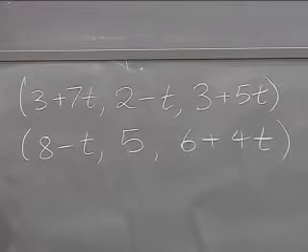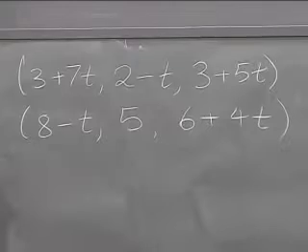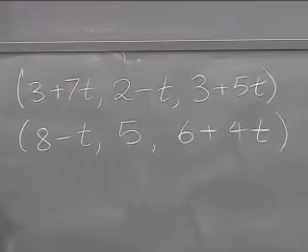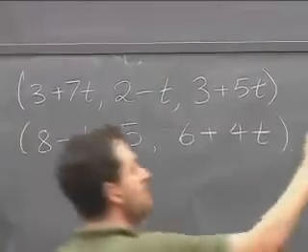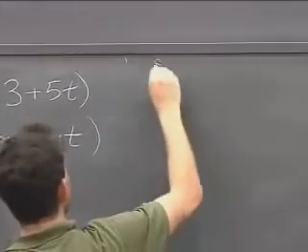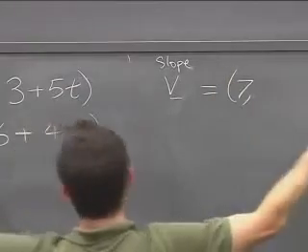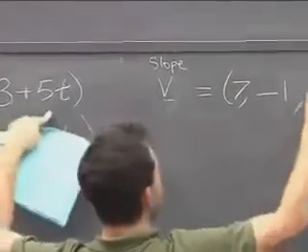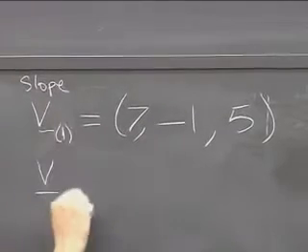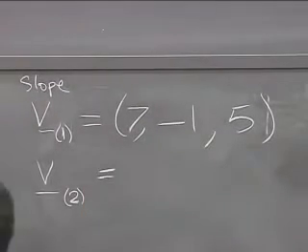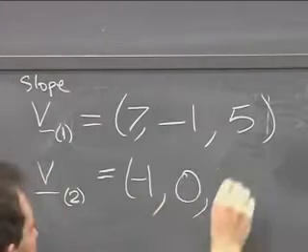You have an idea, but you already answered. Does anyone else have an idea? Yes? You take the 2 v's and use vectors. Yes, let's take the 2 v's. A v for this one, a slope vector, is given by 7, so it's the coefficient of the t's, 7, minus 1, 5. And the slope, let's call that v1, and the slope for the second line, v2, is minus 1. There's no coefficient of the t here, so that's 0, and then 4.